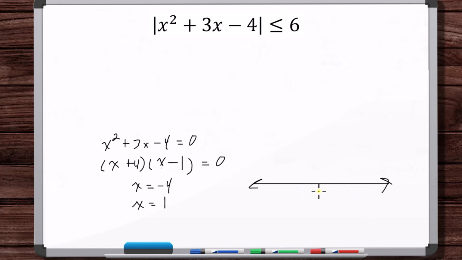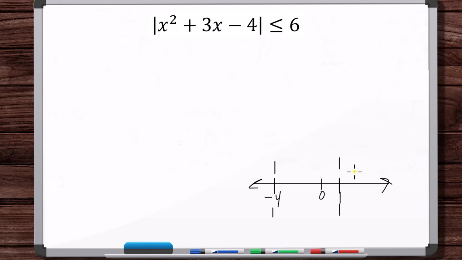Okay, so in this case, we've got 1 and -4. So we've got these 3 regions here. Okay, so now we want to analyze the equation or the inequality in these different regions. So, okay, this is 1. Let's start with x greater than or equal to 1.